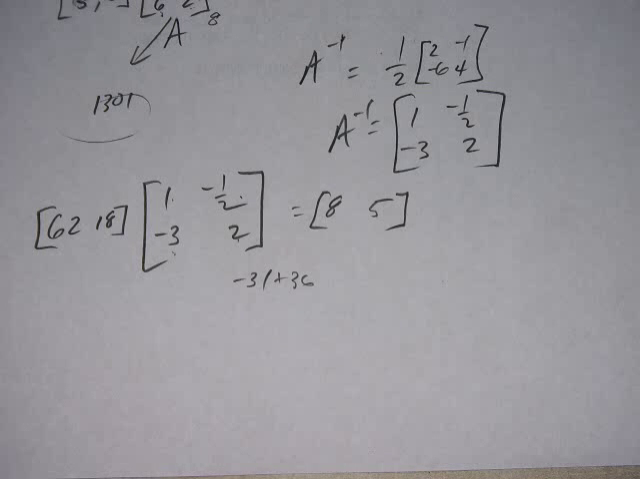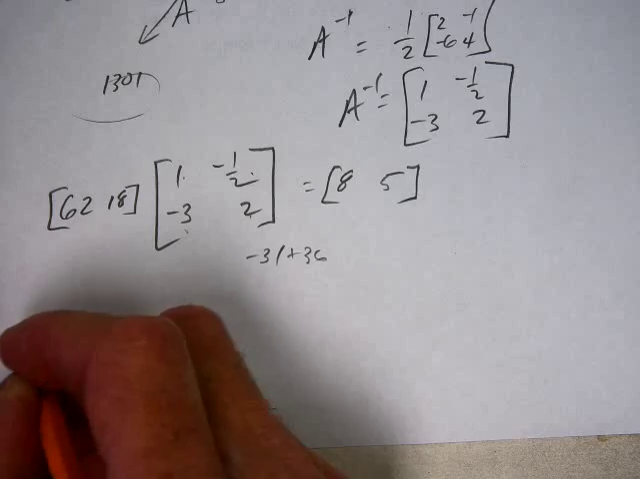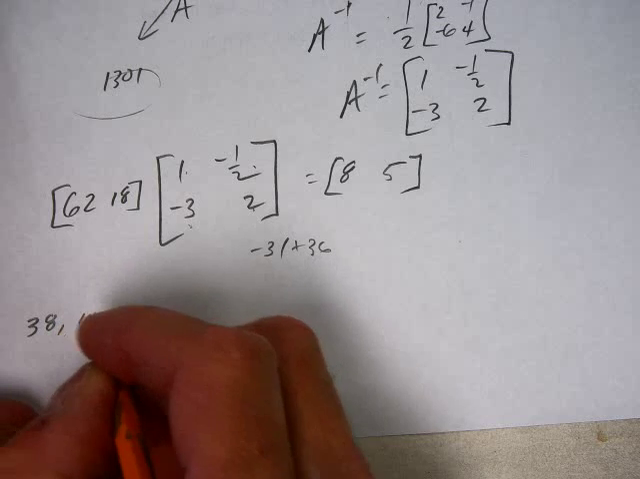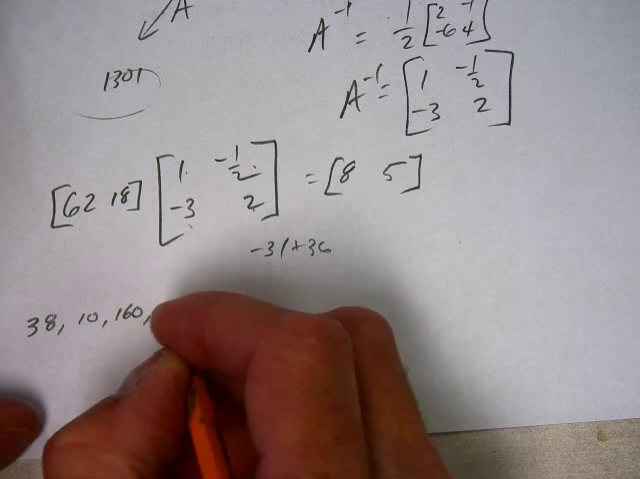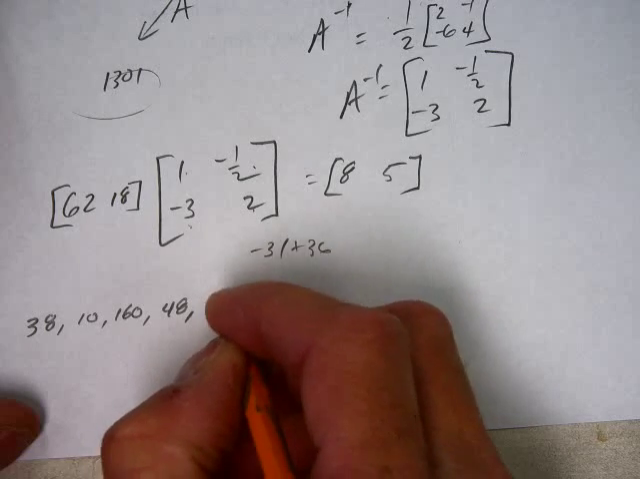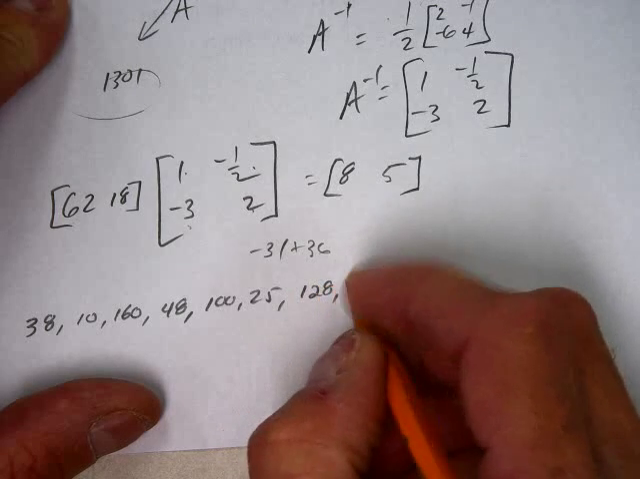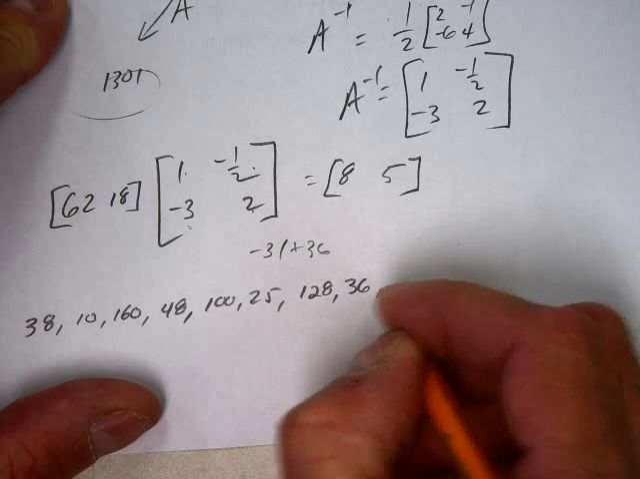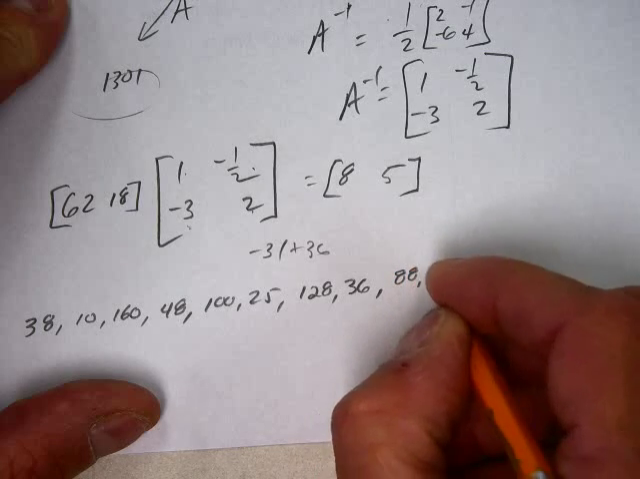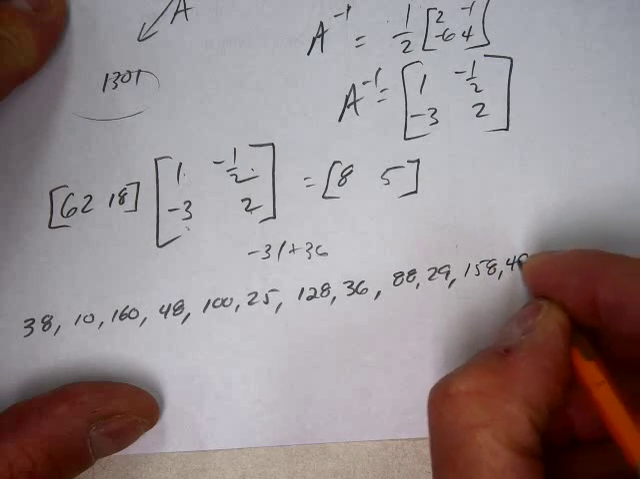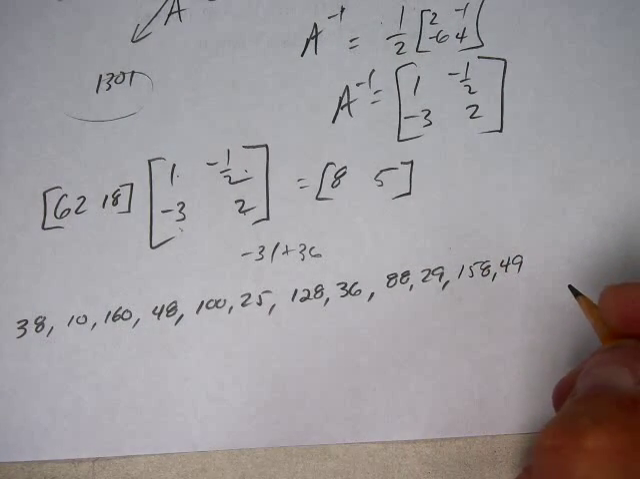Here you go. It's the same matrix. 38, 10, 160, 48, 100, 25, 128, 36, 88, 29, 158, 49. You'll probably get it figured out by this point.